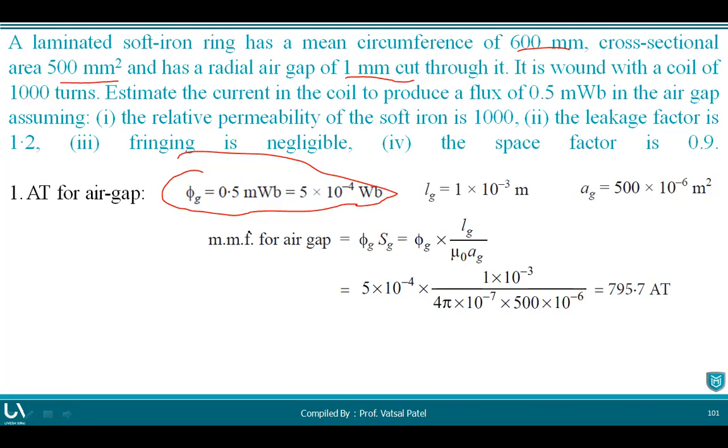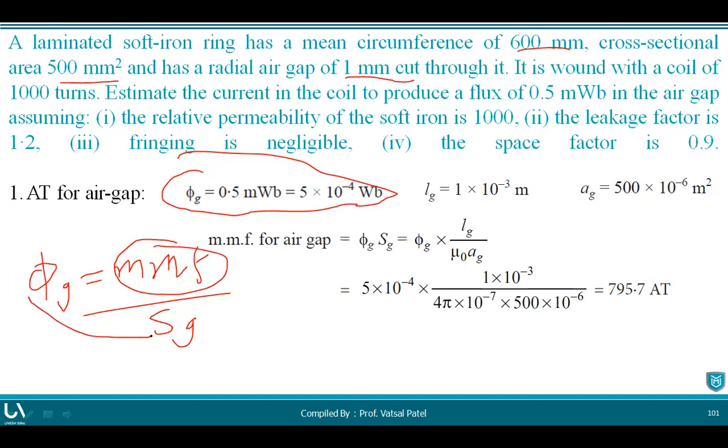Now we use the equation that flux is equal to mmf divided by reluctance, which we already discussed previously. Phi g is equal to mmf for the air gap divided by reluctance Sg. We want to identify the mmf for the air gap, so we multiply these two parameters: phi g, which is already given, and Sg, the reluctance.